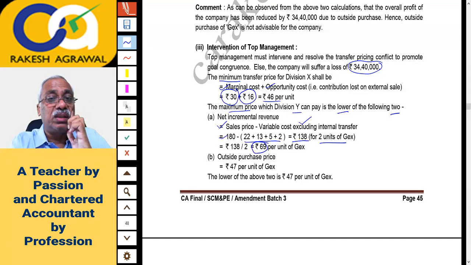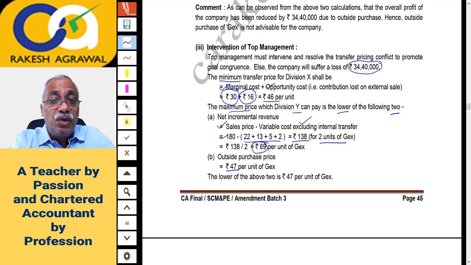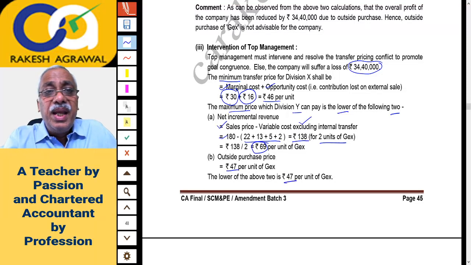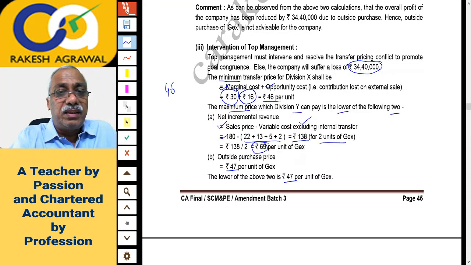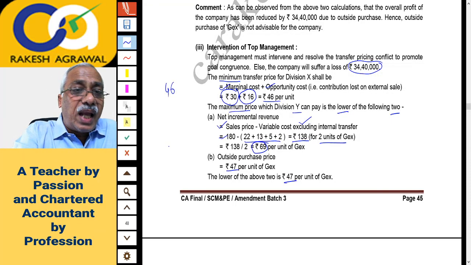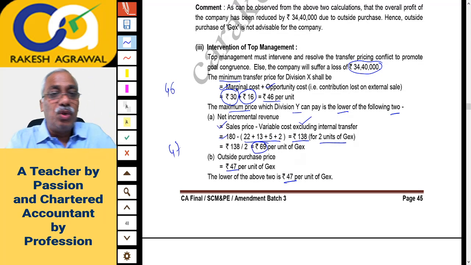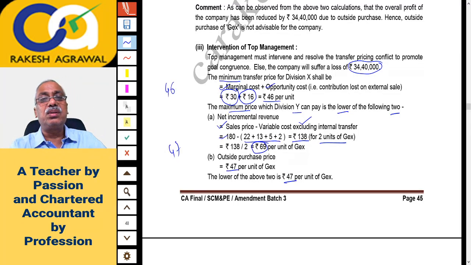This is one calculation. And the second is the outside purchase price. Outside purchase price was 47. Whichever is lower, not higher. Lower of 69 or 47 is 47. It means division X is ready to give at 46, and division Y is saying that it can pay a maximum of 47, which is the lower of the two. So you can easily resolve the conflict.